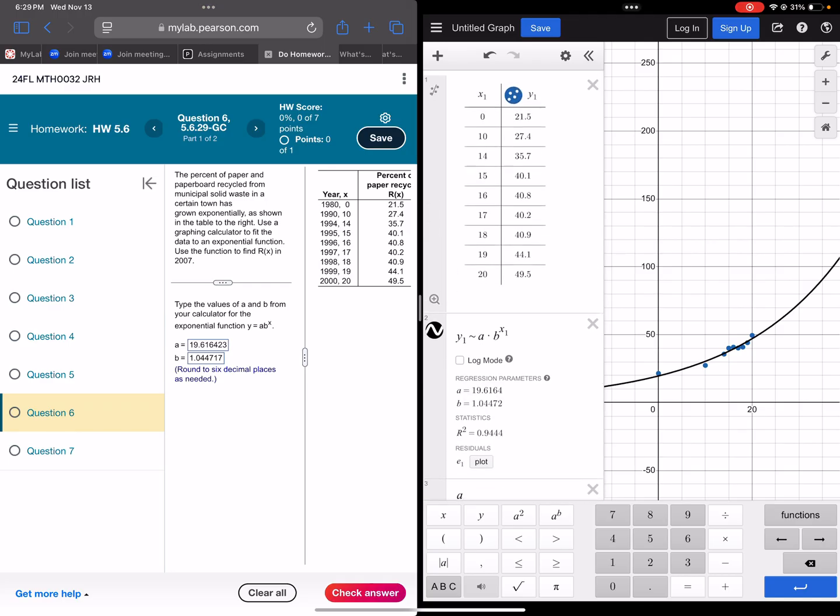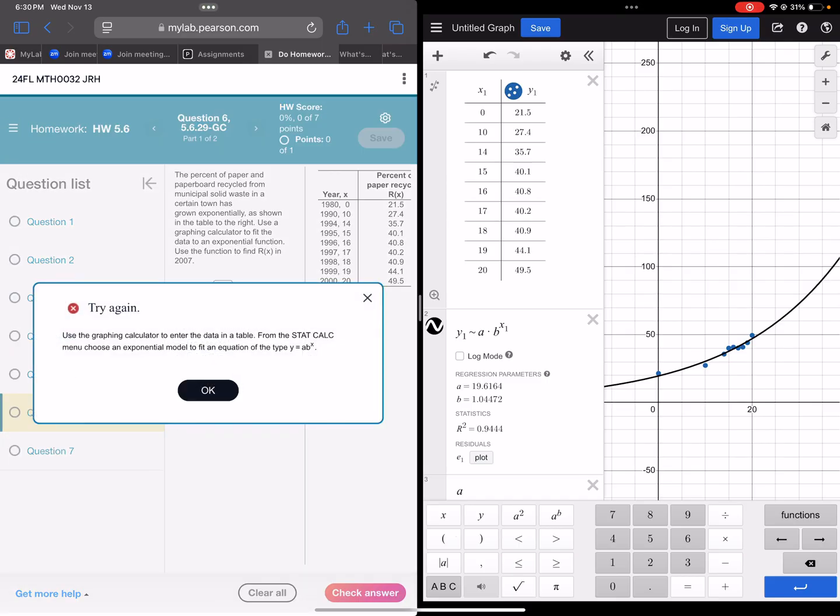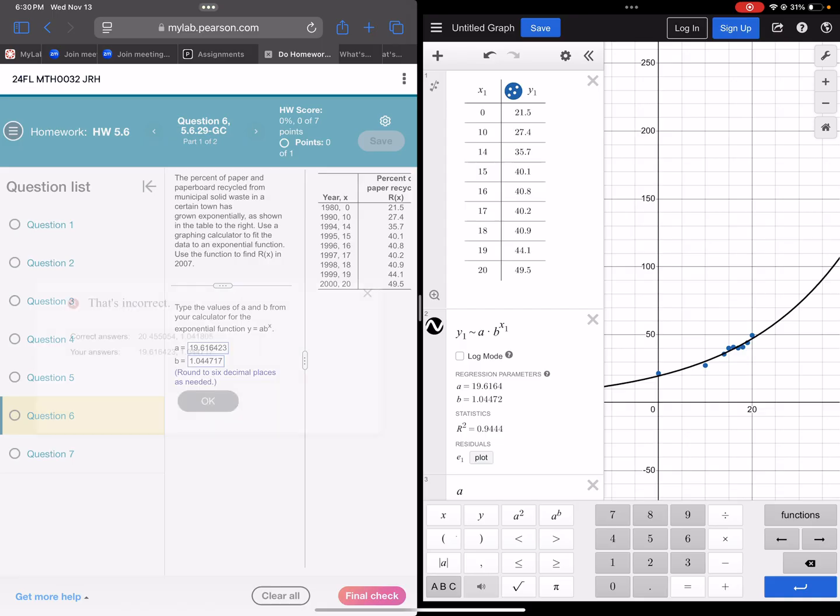Did I type all my numbers in right? 27.4, 35.7, 40.1, 40.8, 40.2, 40.9, 44.1. Yeah, all my numbers are right. 0, 10, 14, 15, 16, 17, 18, 19, 20. All my numbers are right. So like I said at the start, sometimes when you do regression like this, the values that they have, doing it with a graphing calculator, might be different than Desmos. I'm just going to check my answer again a couple times and get it wrong and just see how close they are.